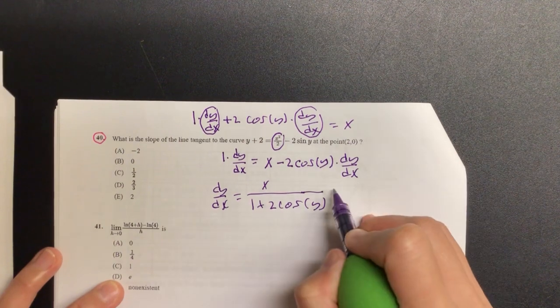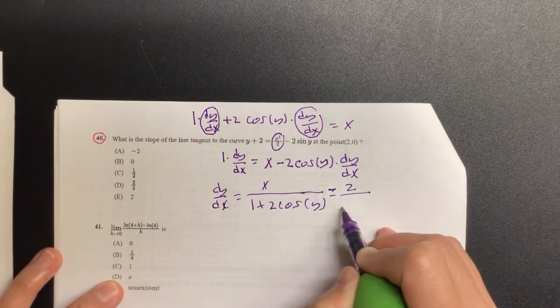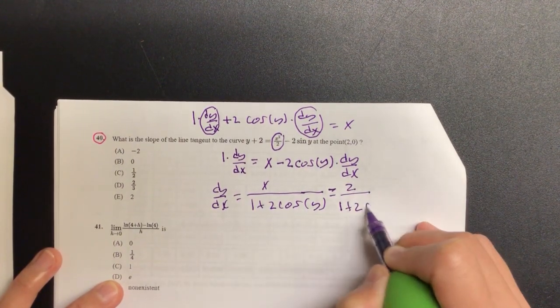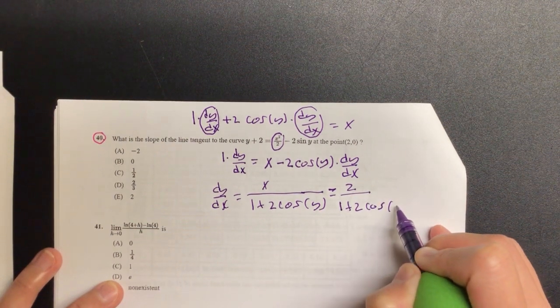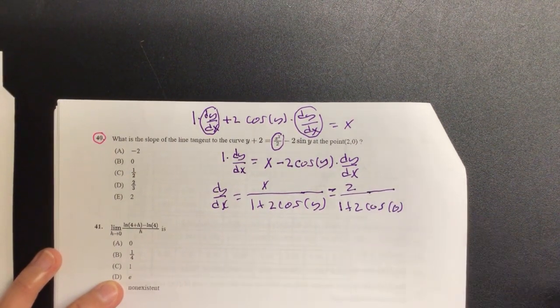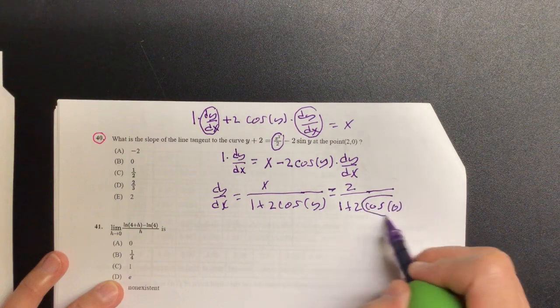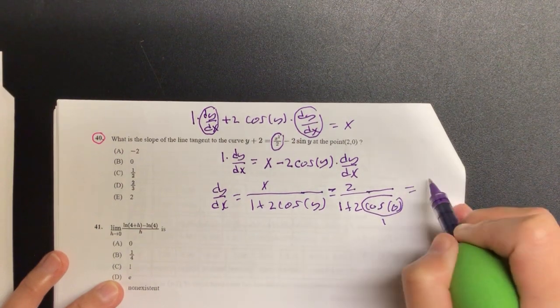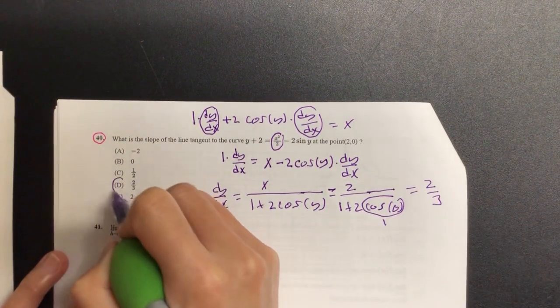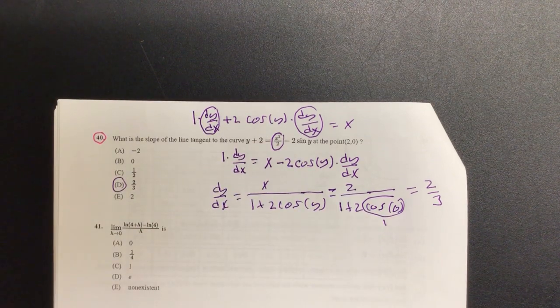All right, so now we're going to plug in our numbers. It says my x is 2. So we have 2 over 1 plus 2 cosine of y. And that y is 0. What is a cosine at 0? 1. That is 1. Very good. So that's going to give us 2 over 3. And voila. All good? Yep.